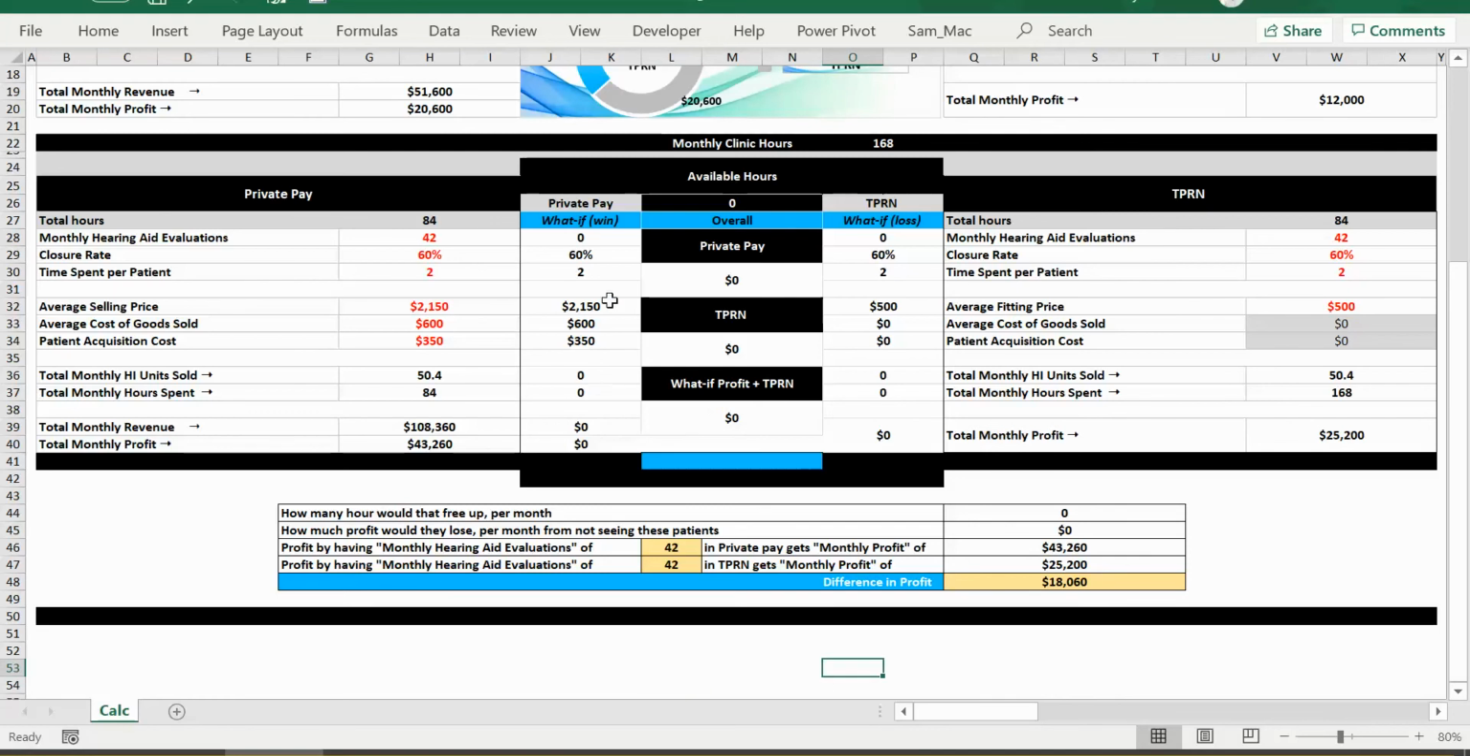Basically, how it works here is the total number of hours that you have, split equally, is only 84 because that's divided by that. And in order for you to get 84, we need to have about 42 evaluations because we're spending 2 hours per patient. That is the information that we have here, and the same information is here for the TPR and all the other calculations. The monthly profit here is updated.